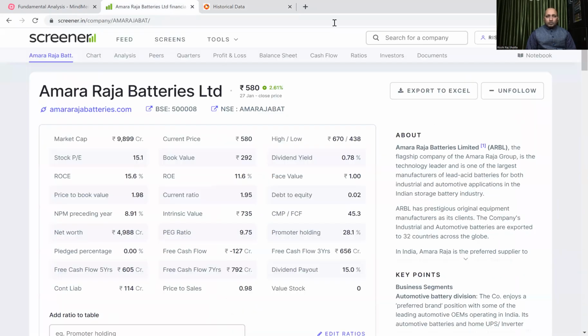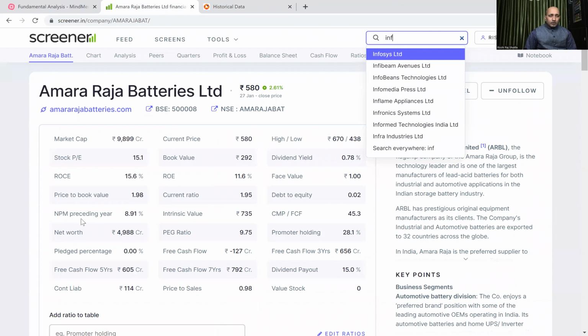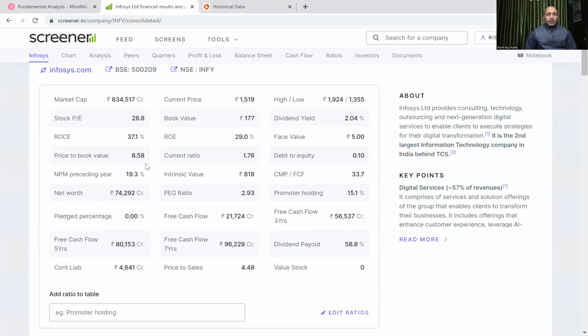Now let us see some more examples from our companies. In Infy, we can see the price to book value is 8.58. So what information does this give? It says that for a book value of 1 rupee, people are ready to pay a price of about 8.5 times more. Price to sales is again 4.48, so for every unit of sales the price is 4.48, almost 4.5 times. So people are ready to pay that much. PE is again 26.8. Because this is a good company, the valuation parameters are like that.